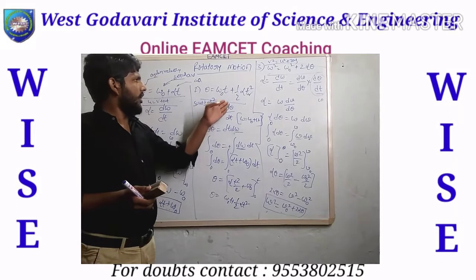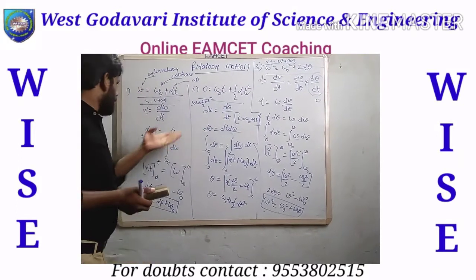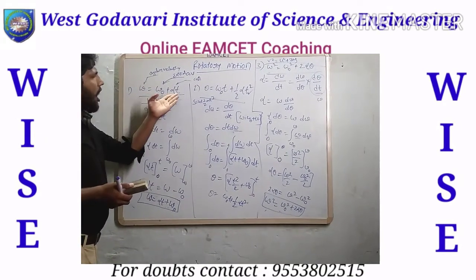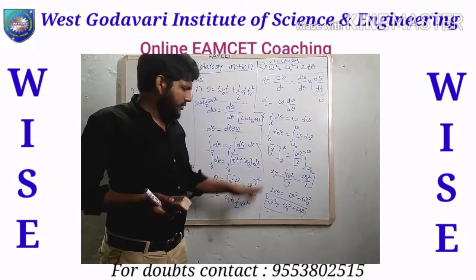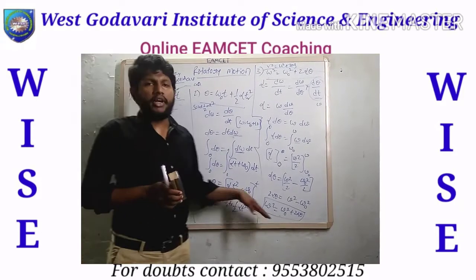And here you need to find out omega naught, that's why we have angular velocity. And here you need to find out alpha again, so that's why we write alpha. Integrate on both sides, and finally we get the equation. That is the derivation for the required equations.